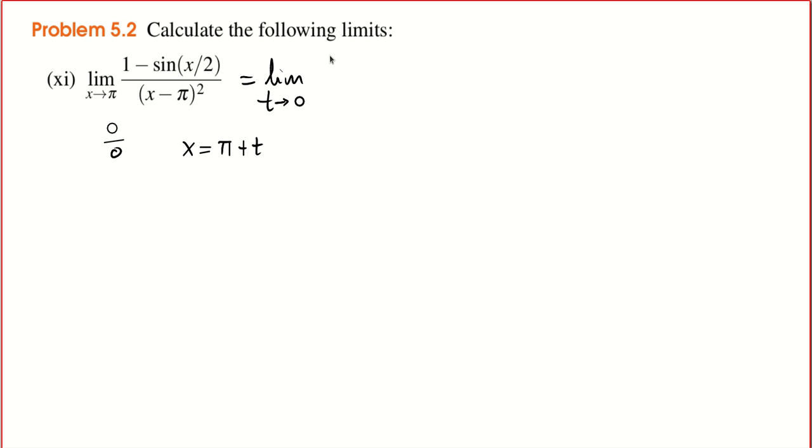So if we do that, what we have here is 1 minus the sine of, we substitute this here, so we divide by 2. So we have pi half plus t half, okay? Pi half plus t half. And then down here, what you have is just t squared. All right. Now you have the sine of pi half plus t half.